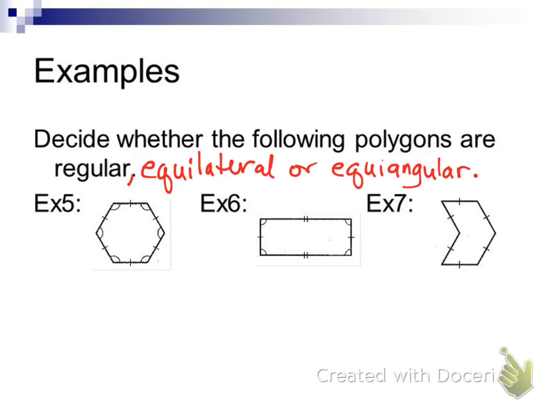So remember, regular means all the angles are the same and all the sides are the same. If only the sides are all the same, then it's equilateral. If only the angles are all the same, then it's equiangular.